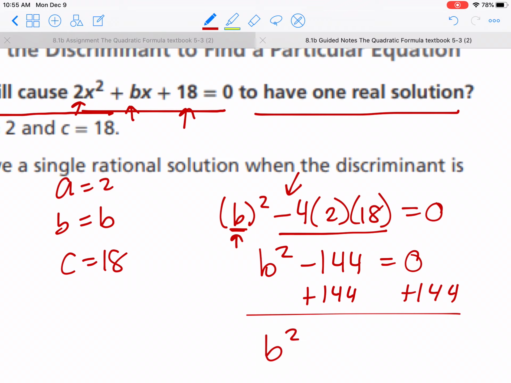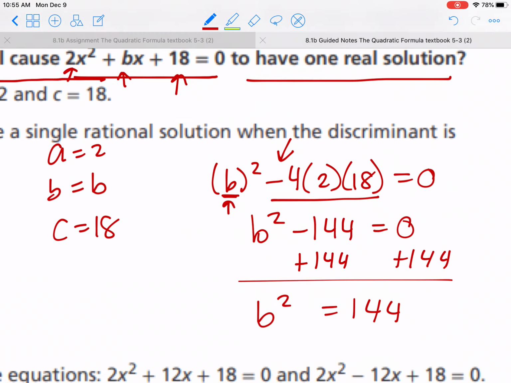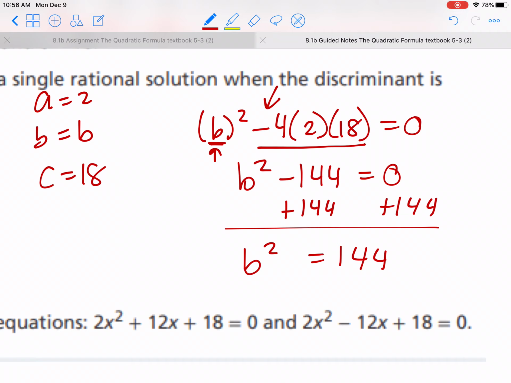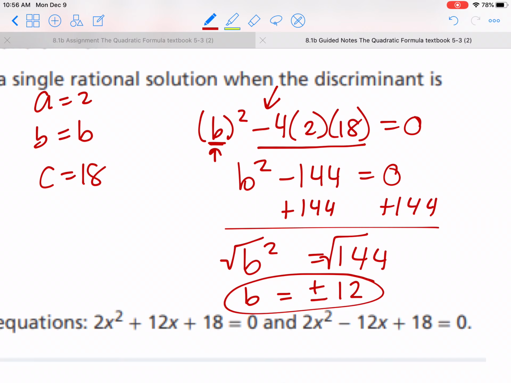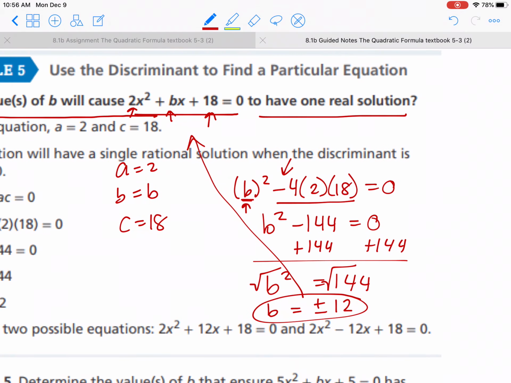So we have b squared equals 144. And now we have quantity squared equals number. We can take the square root at this point. We'll have b equals plus or minus, what is the square root of 144? 12. So in this equation back here, if we plugged in positive 12 for b or negative 12 for b, it would be an equation that has one real solution. And they solved the exact same thing and found that same answer, positive 12, negative 12.